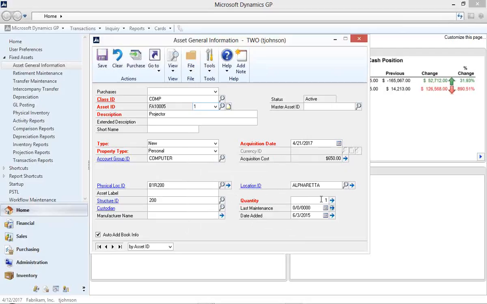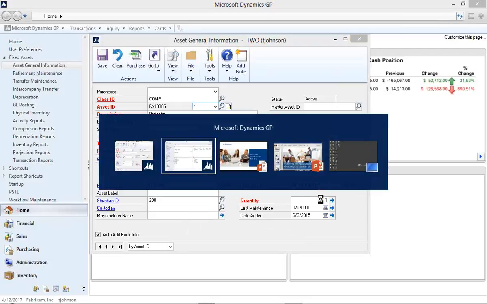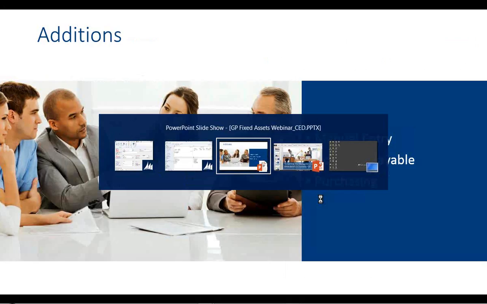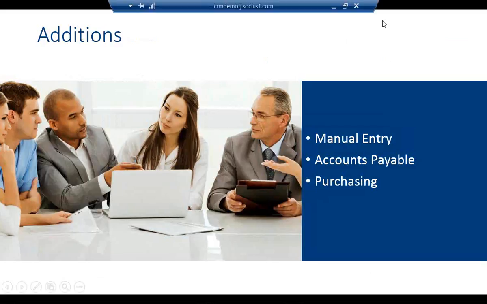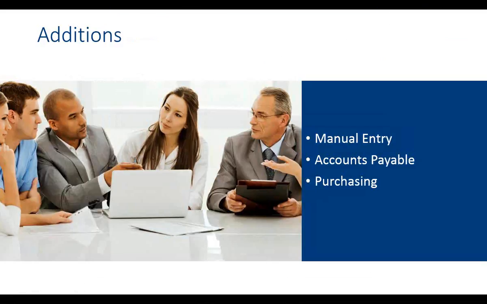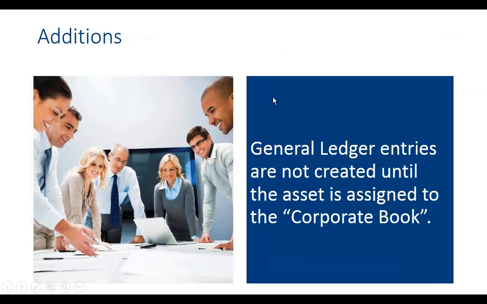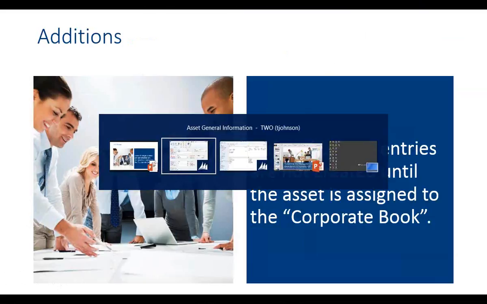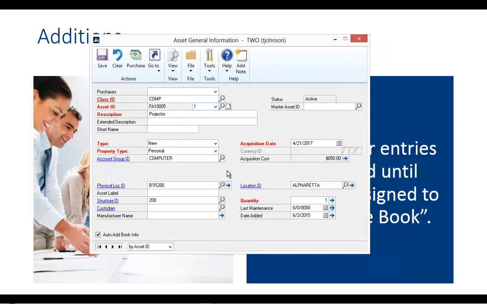So that's how you set up an asset. Again, the three different ways are manual entry, accounts payable, and through purchasing. And I want to just go over one more thing before I pause and ask for questions, and that is just to let you know that the general ledger entries are not created until the asset is assigned to the corporate book.